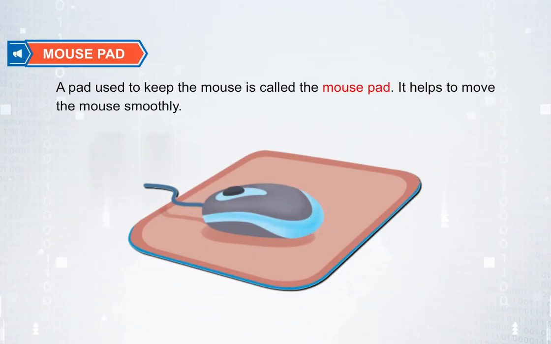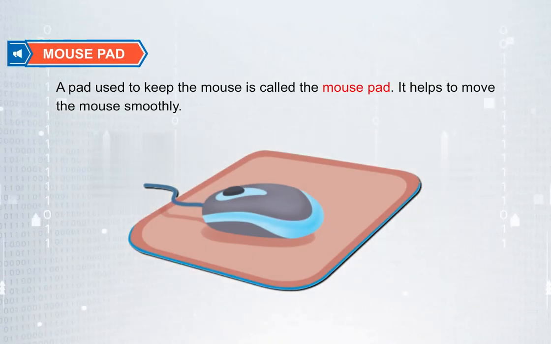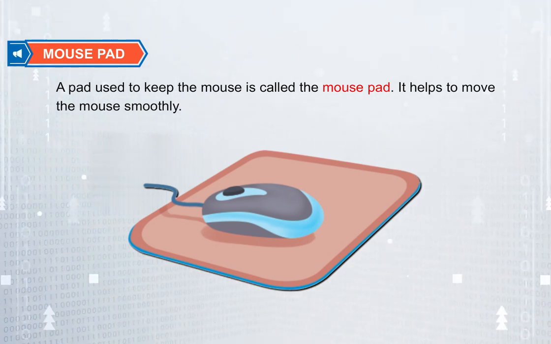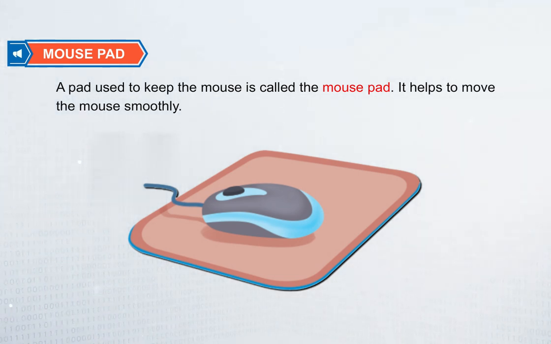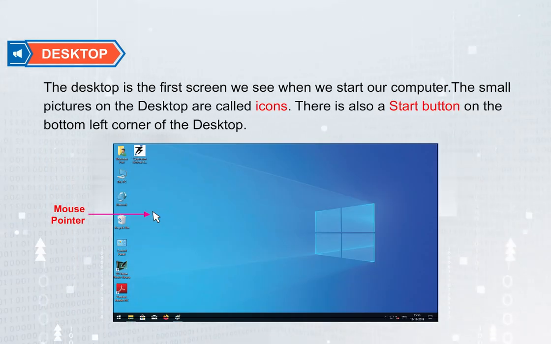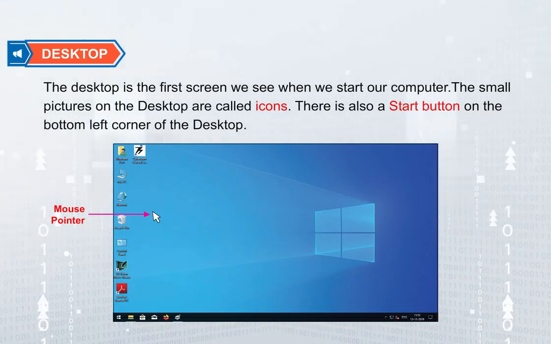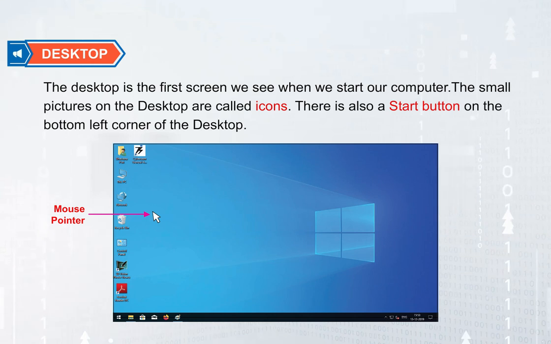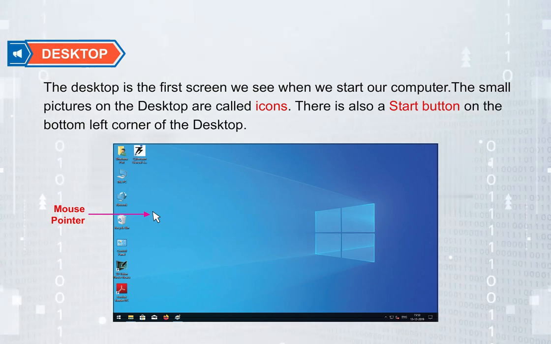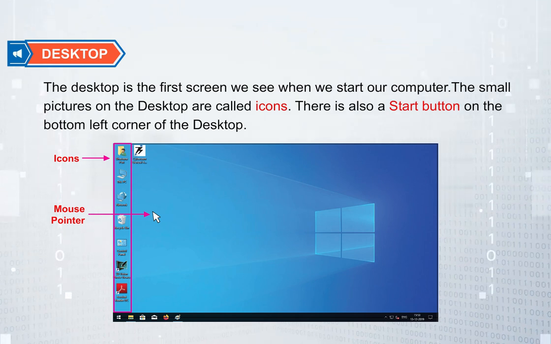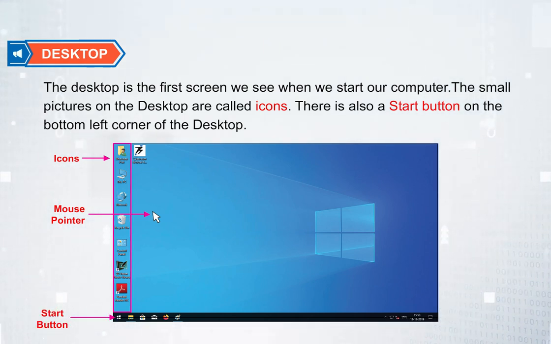Mouse pad. A pad used to keep the mouse is called the mouse pad. It helps to move the mouse smoothly. Desktop. The desktop is the first screen we see when we start our computer. The small pictures on the desktop are called icons. There is also a start button on the bottom left corner of the desktop.